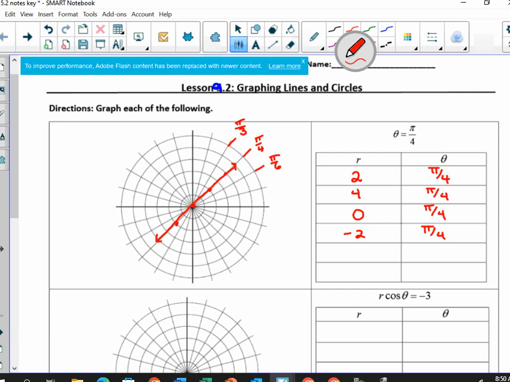All right, guys, the slope of your line is always equal to the tangent of the angle. But if you ever are just given theta equals something and you're supposed to graph it, it is just the line that follows that angle. That is it. So that's the easiest line we have.